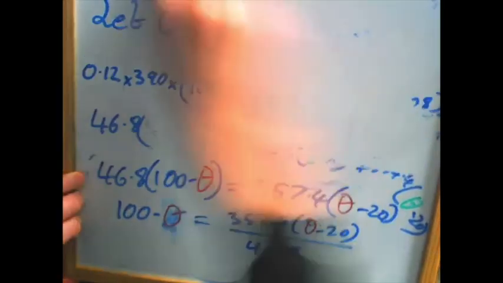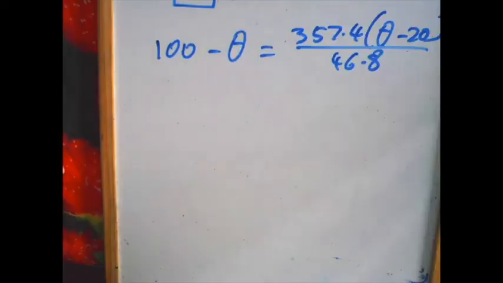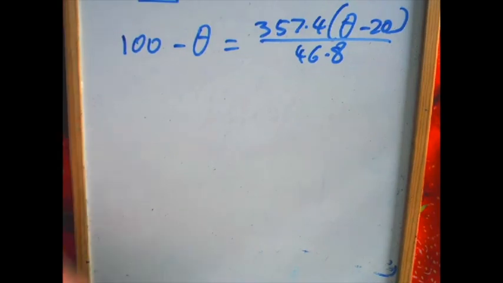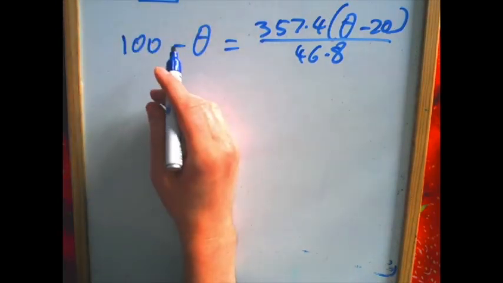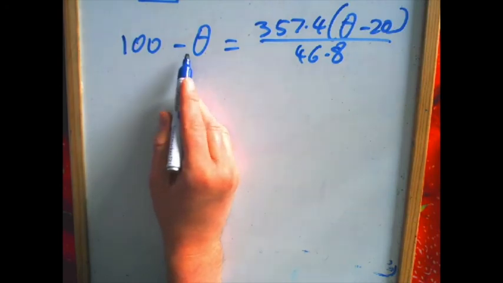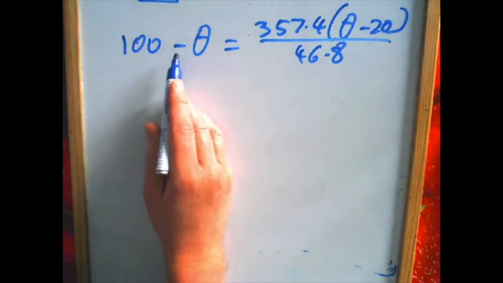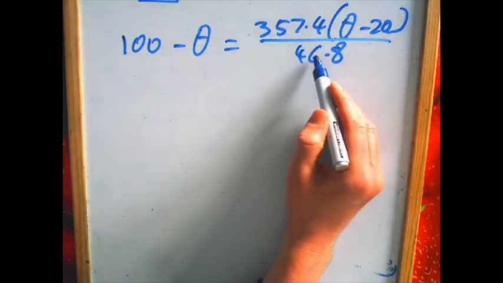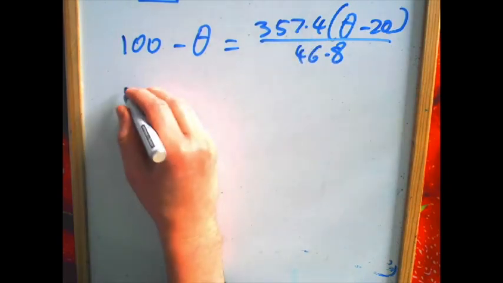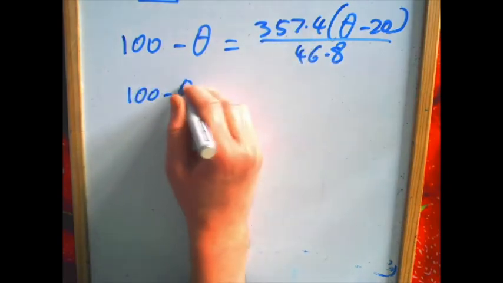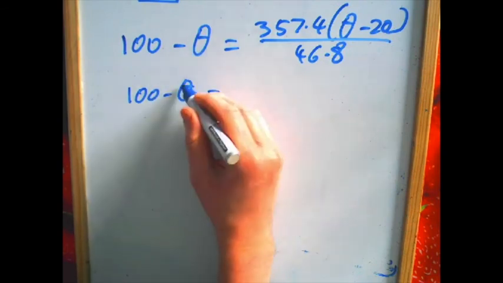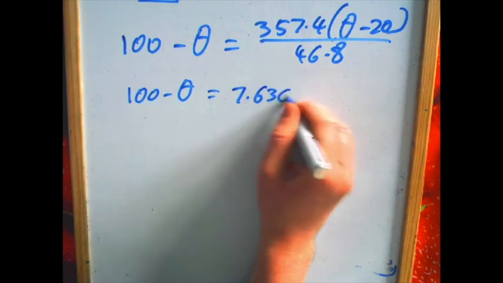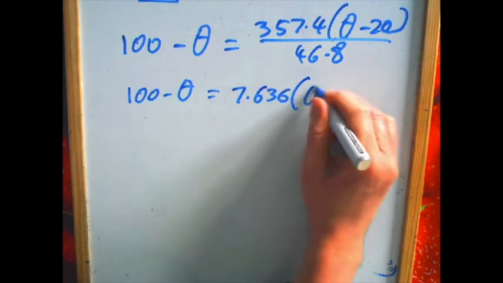357.4 times... Sorry guys, I accidentally turned this off. What I've done is just brought that fraction up. So we have 100 minus theta is equal to 357.4 times theta minus 20, divided by 46.8. So first off, let's just divide this in, and you get 100 minus theta still on this side. I've stopped doing theta in a different color because it's now clear that it's theta. It is equal to 7.636 and change on the calculator, multiplied by theta minus 20.